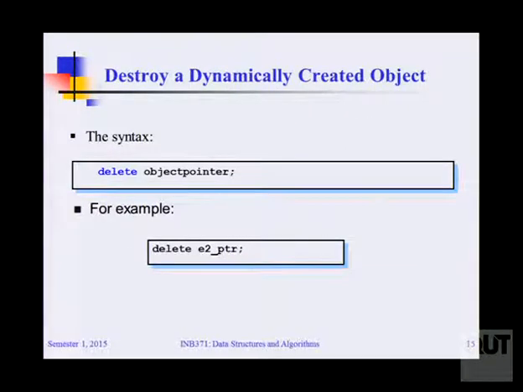Delete, right? So you want to delete an object. When you delete an object, you return the space, the memory used by the object, back to the system, the operating system, right? So you say delete, followed by the pointer. It has to be a pointer, okay? You cannot use delete followed by an object, because it will result in a compilation error.